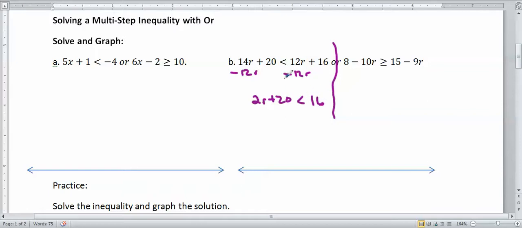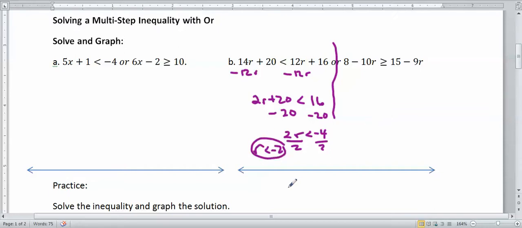Now remember, this does not affect the sign when you add or subtract, so we don't have to worry about changing the sign. Okay, subtract 20 from both sides to help get that r by itself. So we get 2r is less than -4. Divide both by 2. I get r is less than -2. That's the final answer for that one.